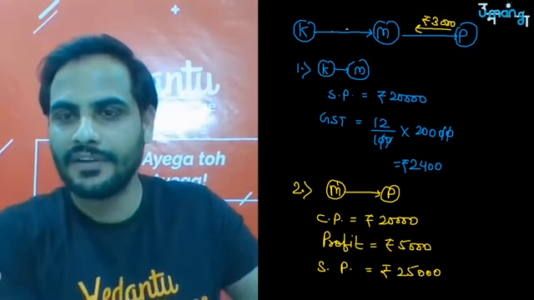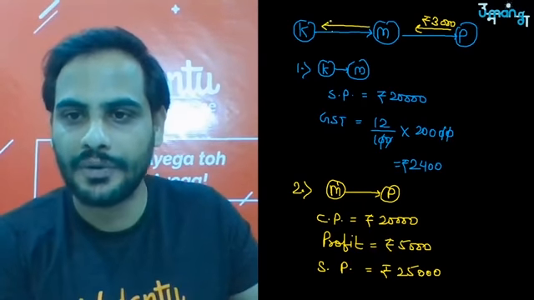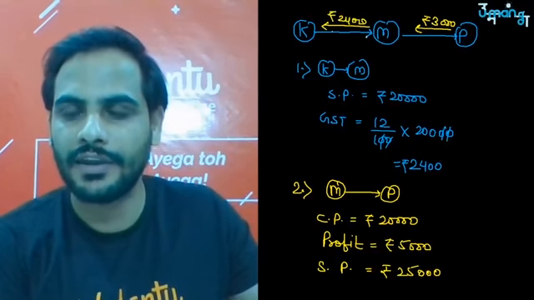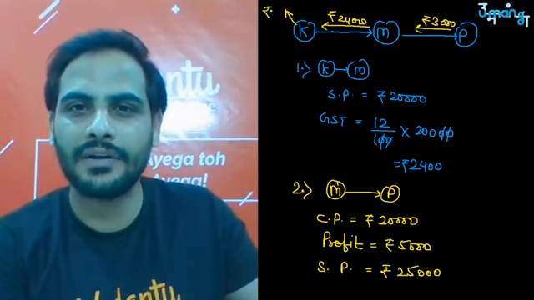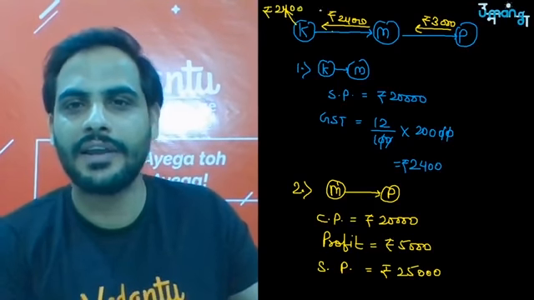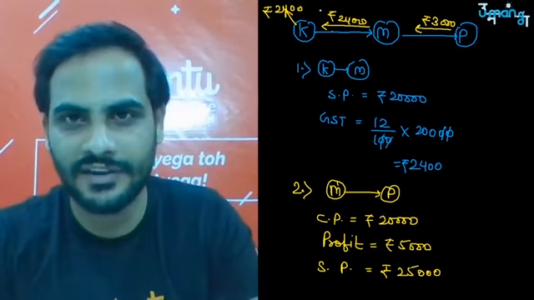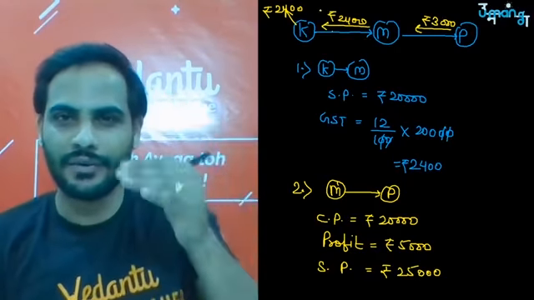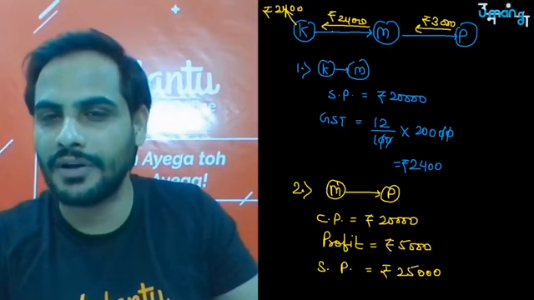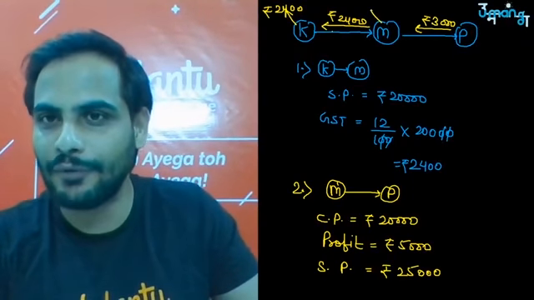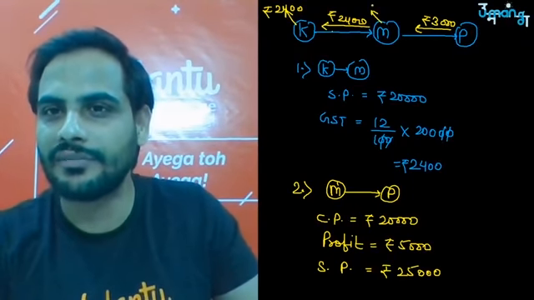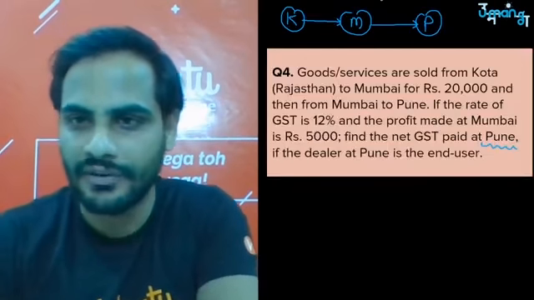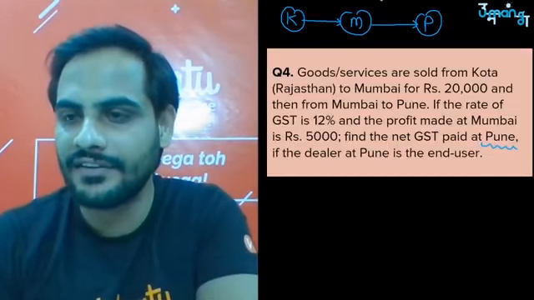Now here, this Mumbai has already given rupees 2,400 as GST already to K. Now K will submit rupees 2,400. K is actually not paying anything as GST. K is paying what he has got from the dealer at Mumbai. So K will give rupees 2,400 to the government, and Mumbai will give how much? 3,000 minus 2,400, which is your 600 to the government. But the question here asked was how much net GST is paid at Pune.